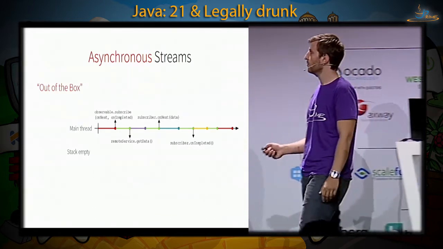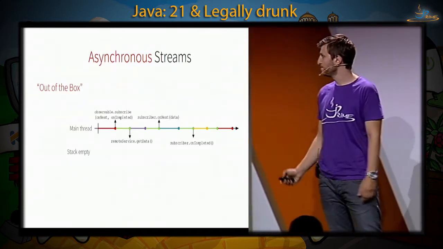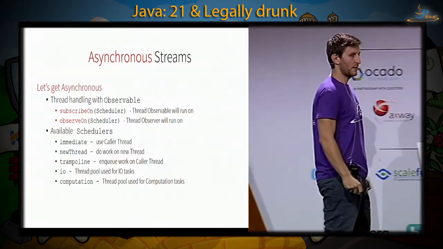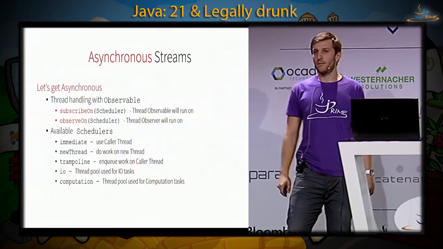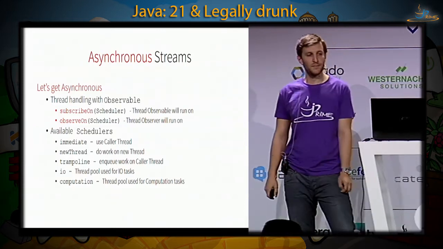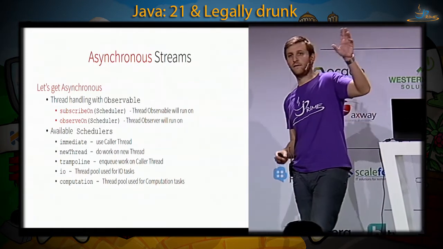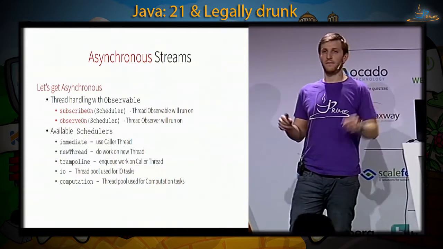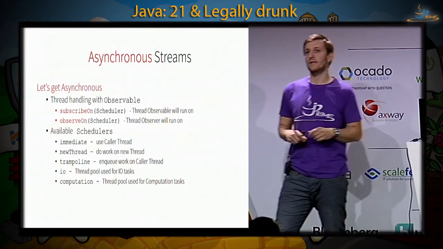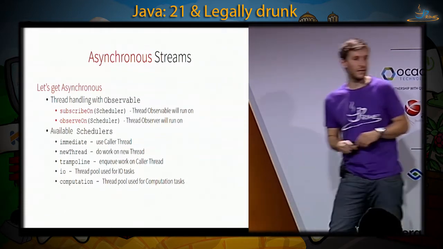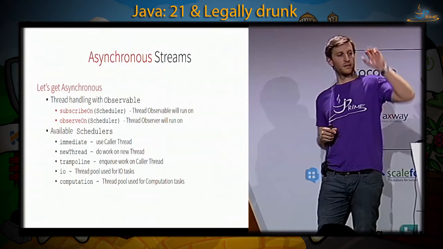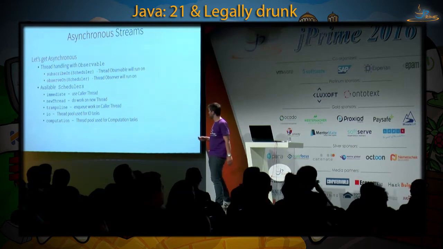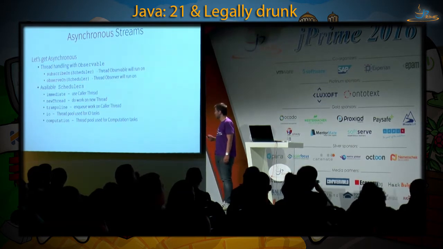So now let's see how we can make this asynchronous. Well, in order to do that, RxJava introduced two methods. The first one is subscribeOn. With this method, we define on which thread our observable, our message producer, will run. And on the other side, we have an observeOn method. With that method, we define on which thread our message consumer will work. So we have subscribeOn for message producer and observeOn for message consumer. And as you can see, both of these methods actually take a scheduler as an input parameter.